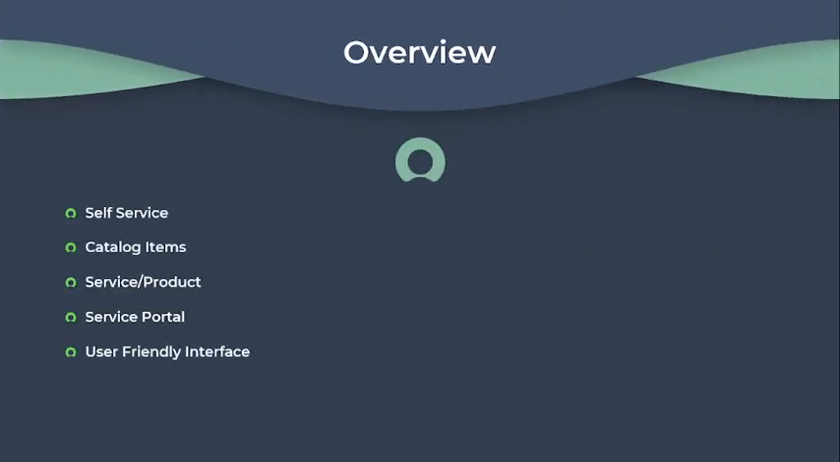Service Catalog plays a vital role in enabling self-service capabilities for users within an organization. Self-service refers to the ability of users to independently browse, request, and fulfill services or products they need. Instead of relying on manual intervention or assistance from IT or other departments, users can leverage the service catalog to find and procure the resources they require to perform their roles efficiently.